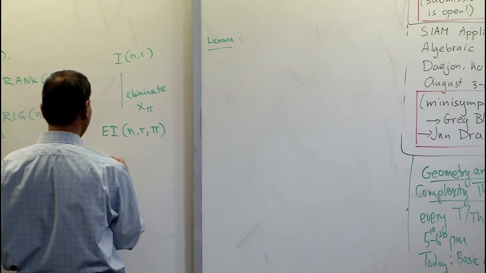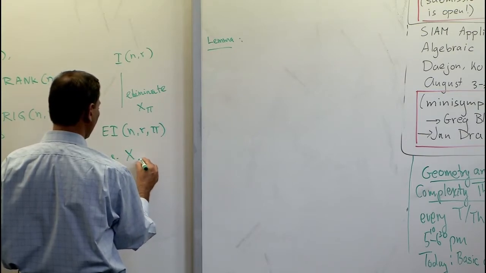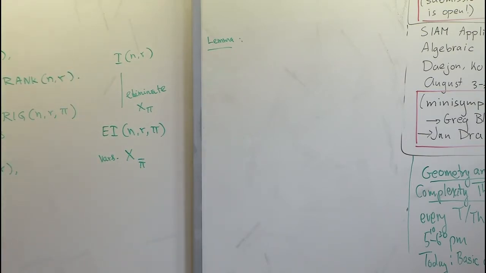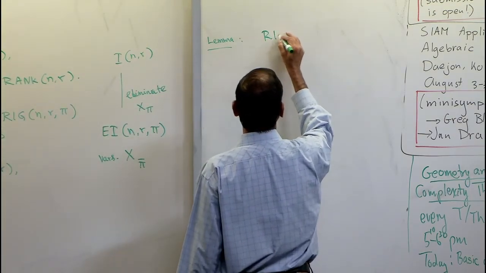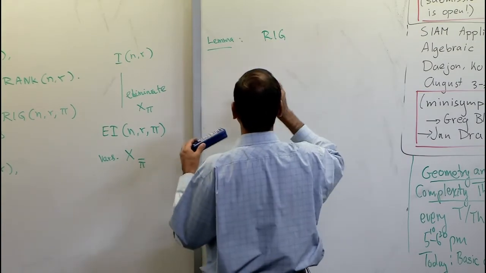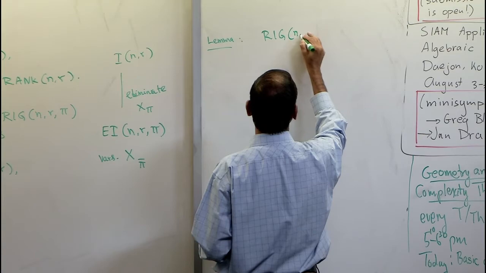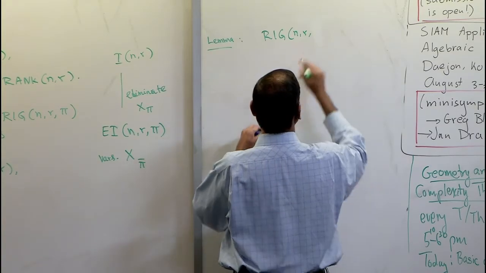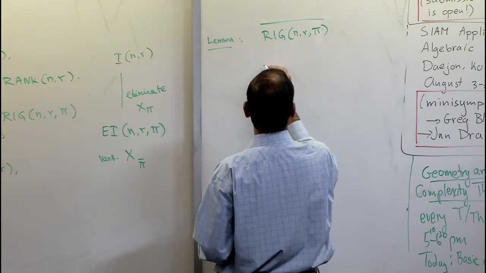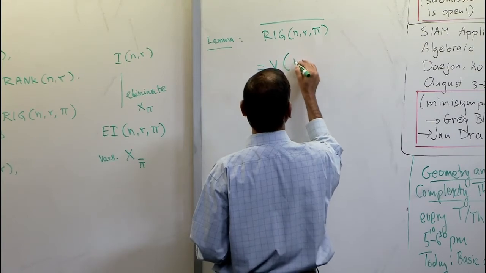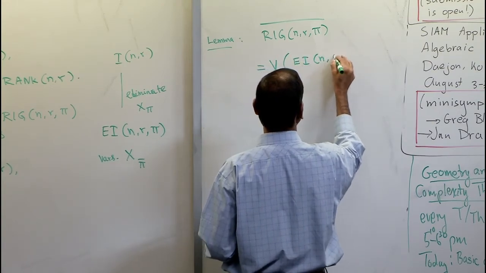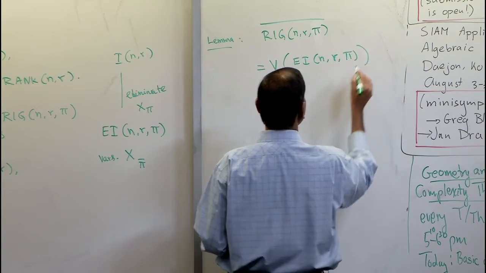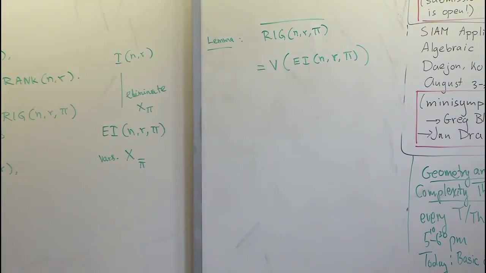And the variables here are variables that are outside this pattern. And the main claim is that it's not even a lemma, but anyway, the closure of rigidity variety R n r pi is the variety defined by this elimination ideal. And intuitively, this should be very clear.